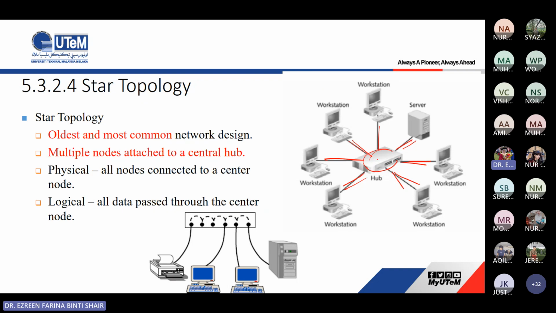Usually the internet that we use at home has a single hub like this and connections like this. This is what we call the star topology. It is the oldest and the most common network design. Multiple nodes, meaning the workstation and the server, are attached to a central hub. Physically all nodes are connected to a center node, and all data passes through the center. If you want to send information, all the data needs to pass through the center.